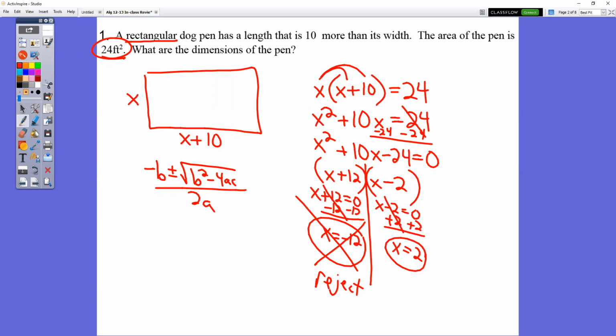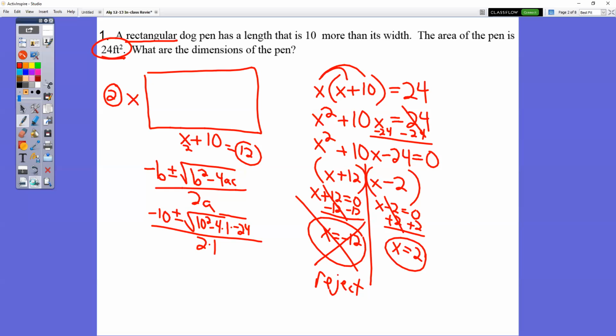Take that 2 and sub it back in, so that means the width is 2. 2 plus 10 gives you 12 here. So we end up with 2 and 12. You could also use the quadratic formula: negative 10 plus or minus the square root of 10 squared minus 4 times a times c, all over 2 times a, which is 2 times 1. You could crank out the rest of your answer, and you end up with 2 and negative 12, and reject the negative 12. Questions on this one?